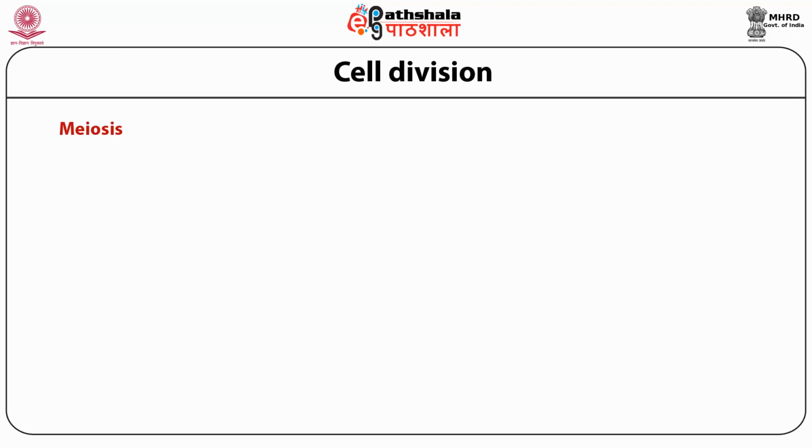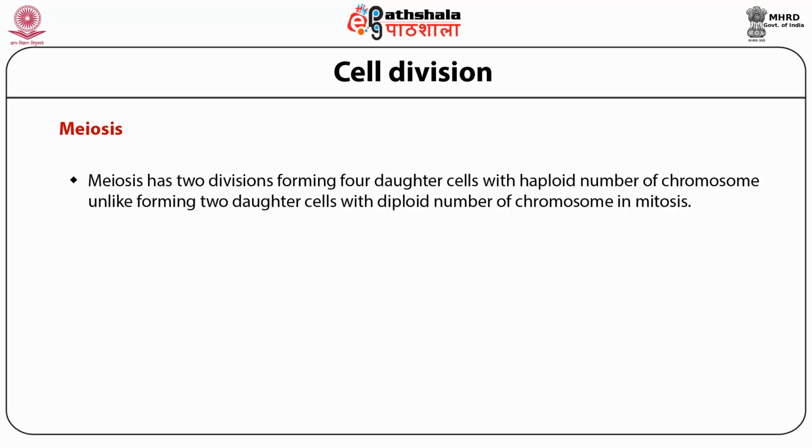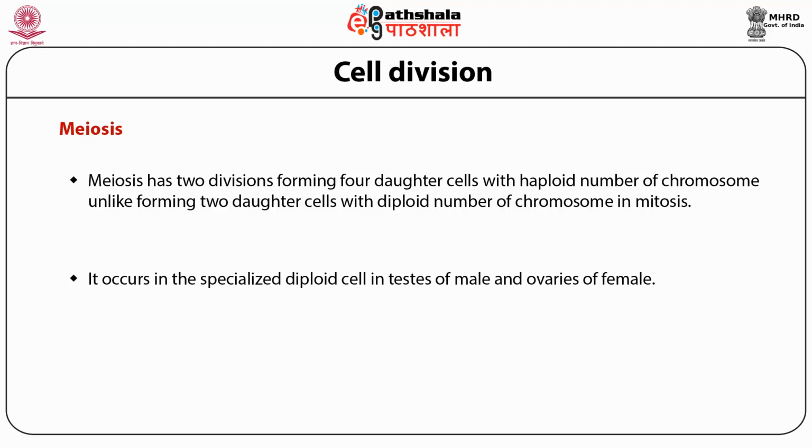Meiosis. Meiosis has two divisions forming four daughter cells with a haploid number of chromosomes, unlike mitosis, which forms two daughter cells with a diploid number of chromosomes. It occurs in specialized diploid cells in the testes of males and ovaries of females. This haploid gamete produced through meiosis is necessary because when a sperm and egg fertilize to form a zygote, the original diploid number of chromosomes is restored.